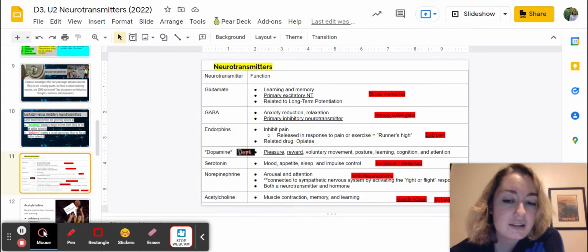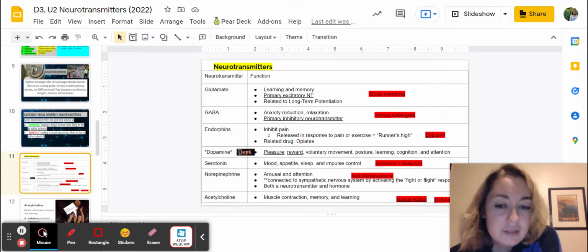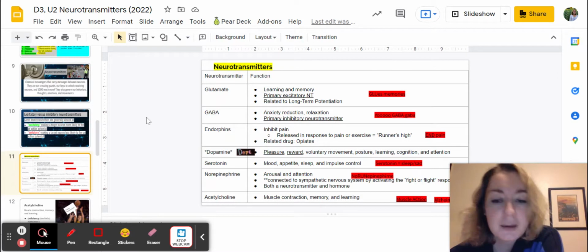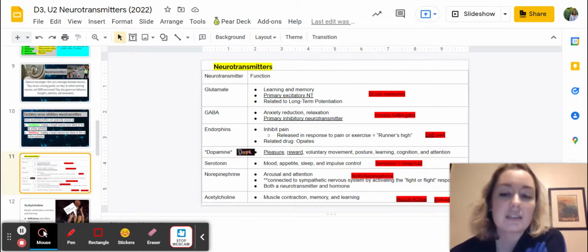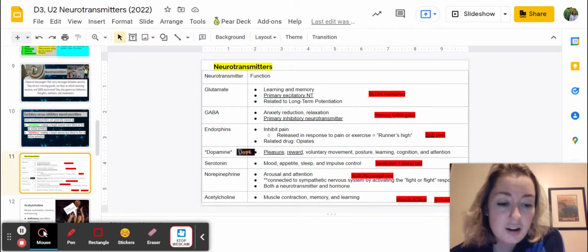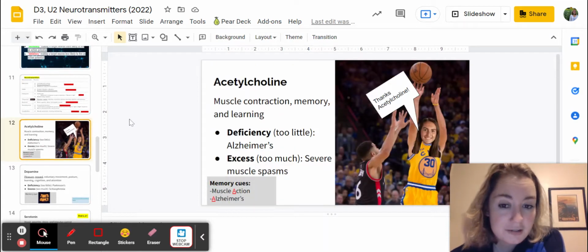So now we're going to look at the 7 main neurotransmitters that we need to know for this class. And we're going to look at the function of them and what happens if we have too much or too little. So this is kind of, again, your overarching chart, but I'm going to go more in depth into each one and give you some memory cues as well.